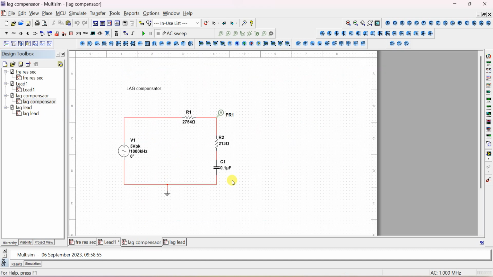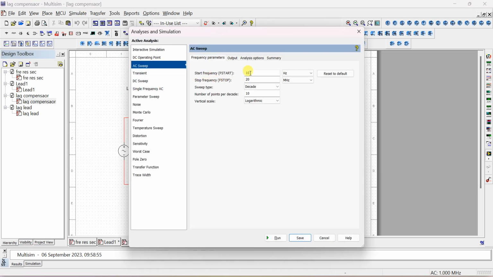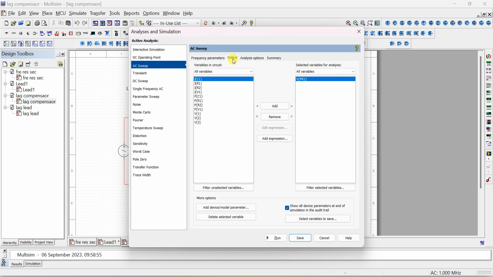You have to connect like this. That capacitor, instead of connecting parallel to R1, you connect in series with R2, and the remaining procedures are the same. Again, go to AC sweep, simulate, analysis and simulation. AC sweep starting is 10 hertz to 1 megahertz. Select linear or anything. Let us see what happens if it is linear. Output is VFP only. So simulate.